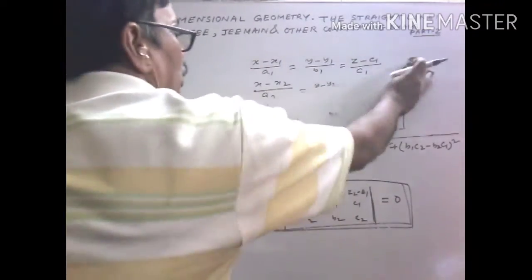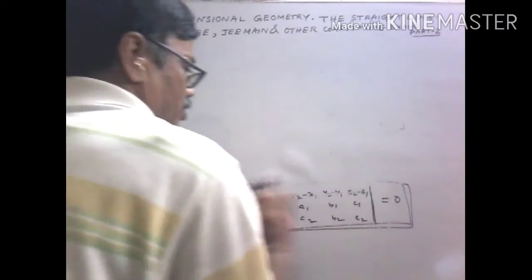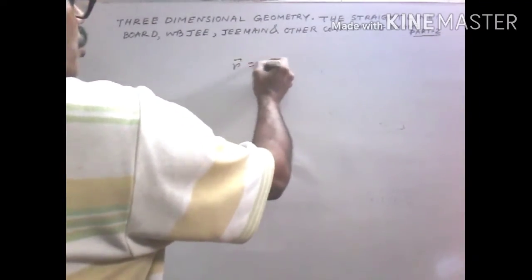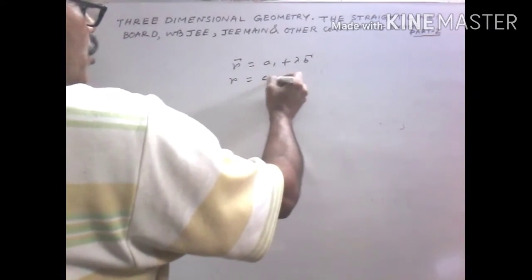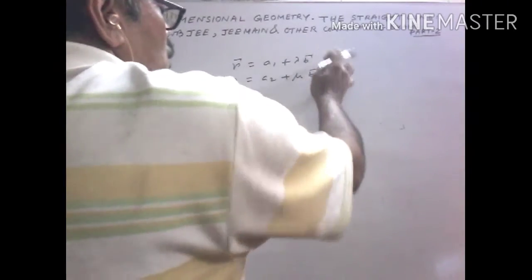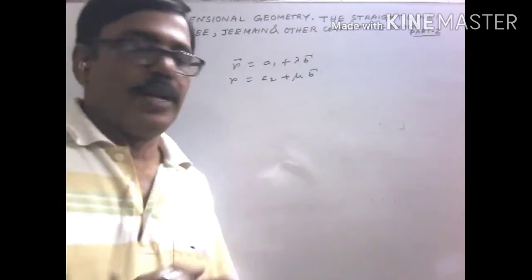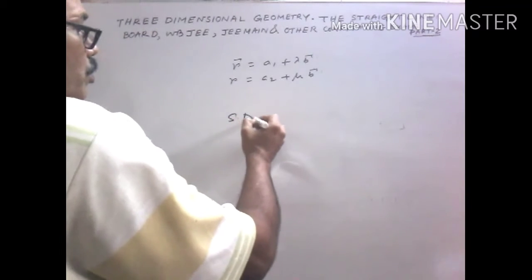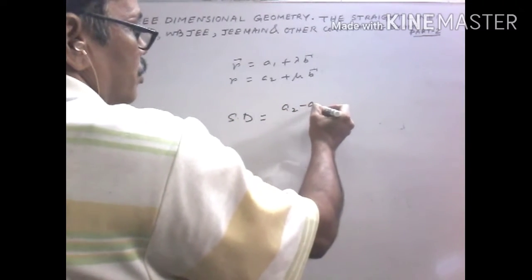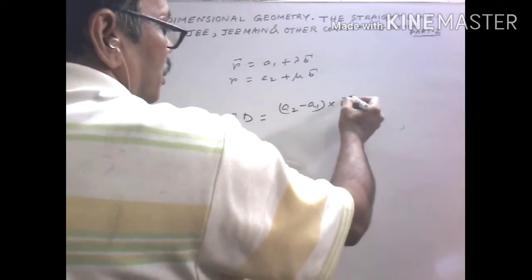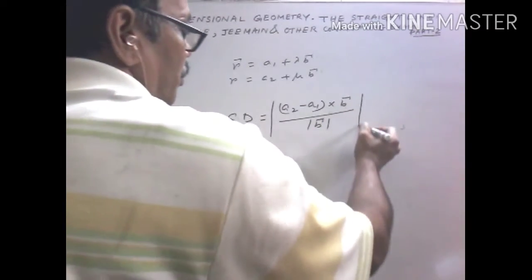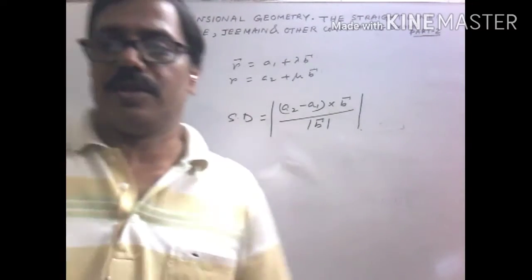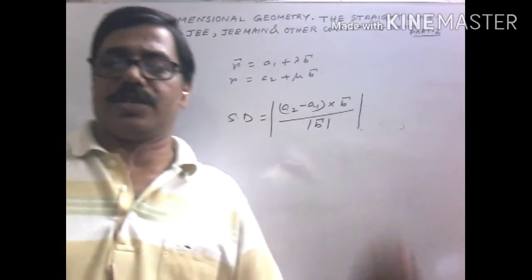And finally, shortest distance between two parallel lines: r equals a1 plus lambda b and r equals a2 plus mu b. So the two lines are parallel. Then the shortest distance equals magnitude of (a2 minus a1) cross b, divided by magnitude of b. So this is the formula for the shortest distance between two parallel straight lines.